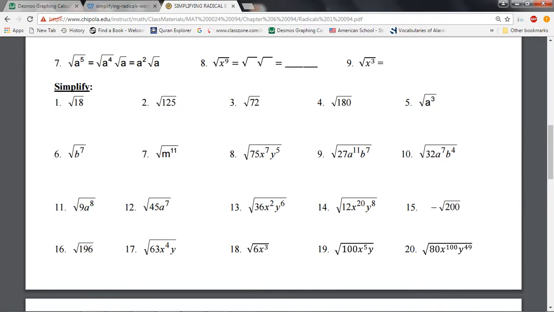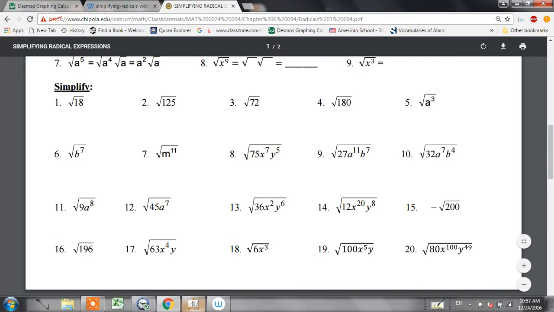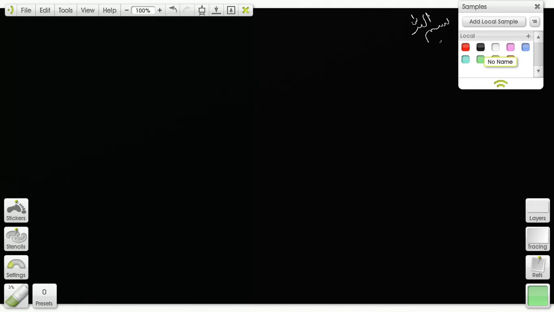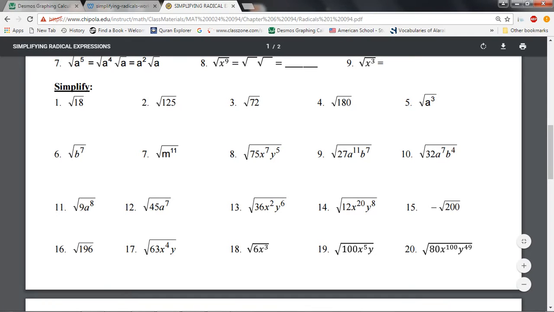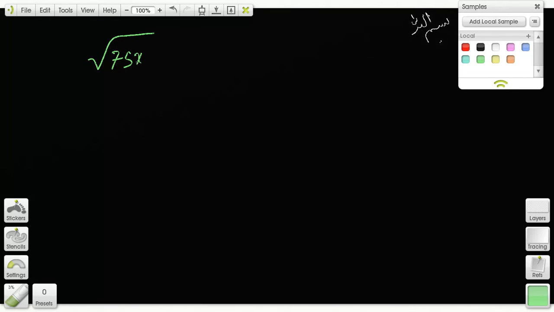Who wants to do this one? Square root of 75, x7, y5. Okay, Abdullah, let's do this. I just want to let you know you're being recorded, so you may want not to speak as loudly as you usually do.